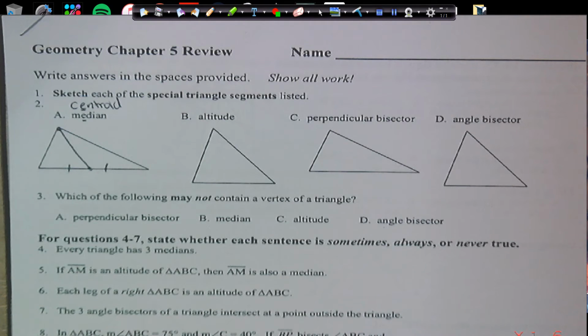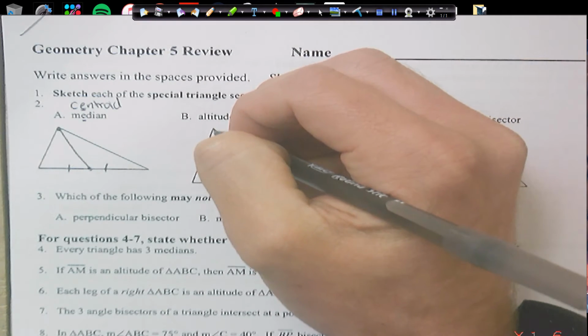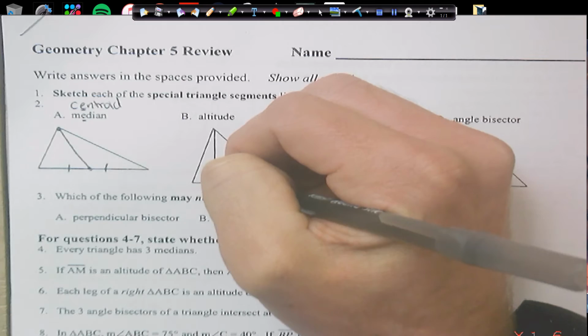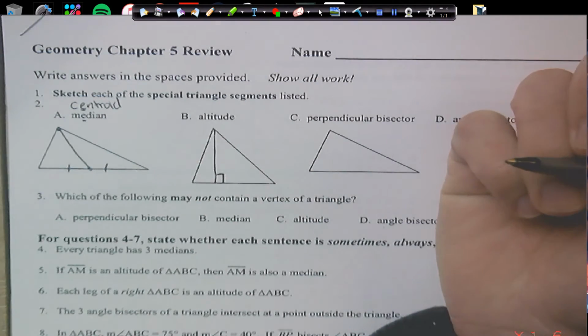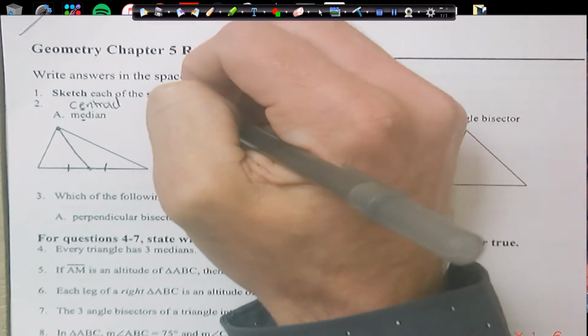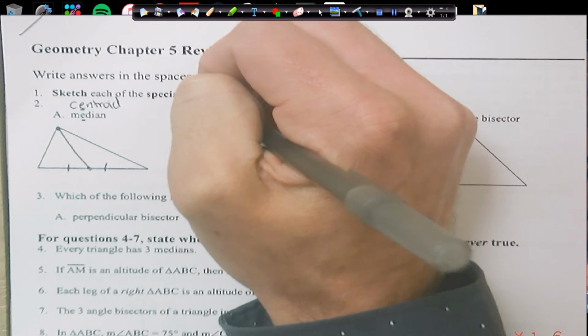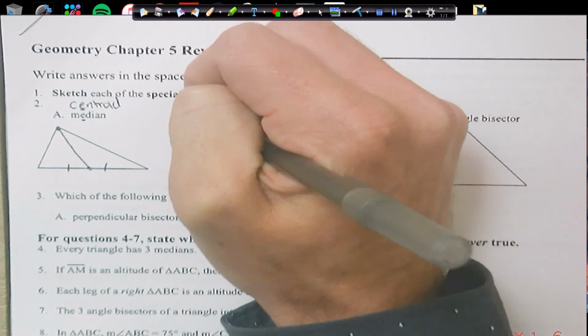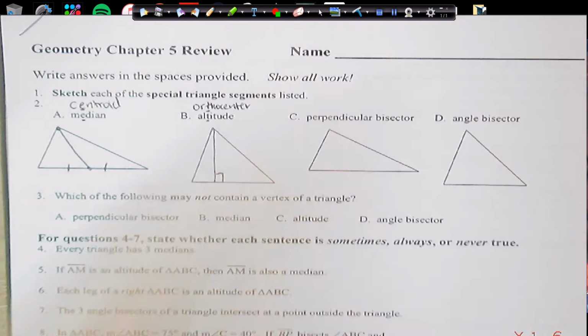Next, we have an altitude. An altitude goes from a vertex and it's perpendicular to the base. So there's a 90 degree. And if we have three altitudes, we get an orthocenter. And we see that the T's match up.